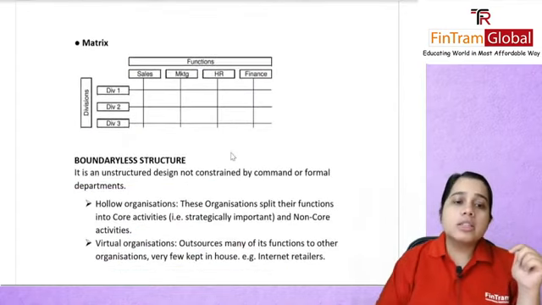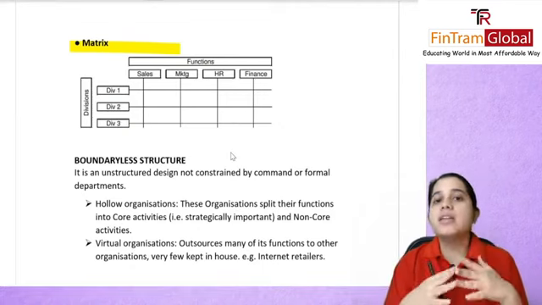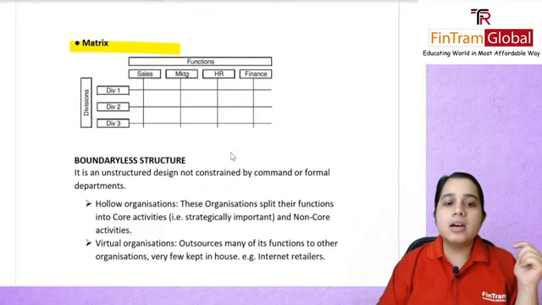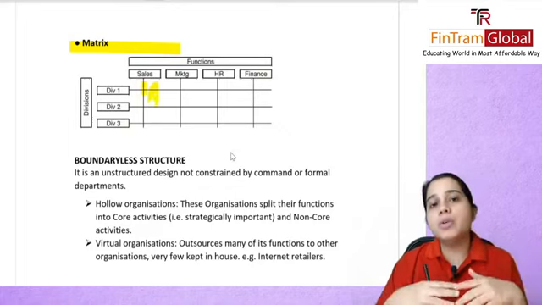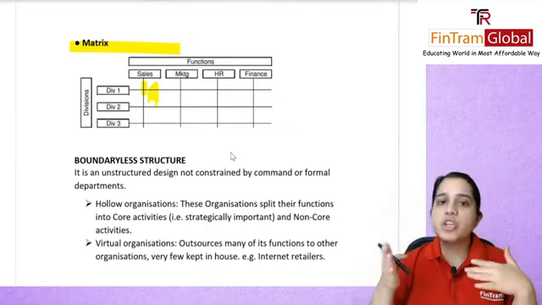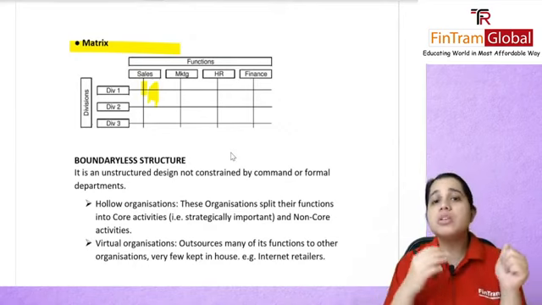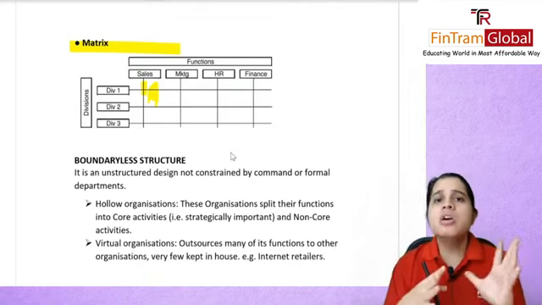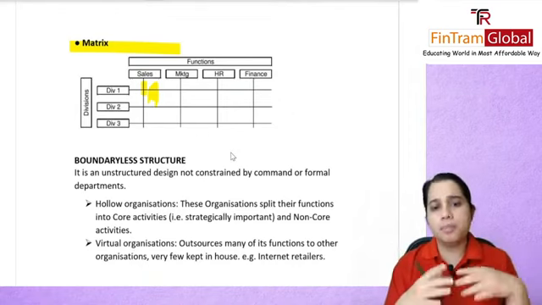Then we also talked about matrix structure, which is sort of an amalgamation of your function and division. Here any person, let's say who's sitting over here, let's say this person is A, will be reporting to both a functional manager and a divisional manager. That is your matrix structure. This will usually be seen in huge organizations. Small organizations will pretty much not adopt this.